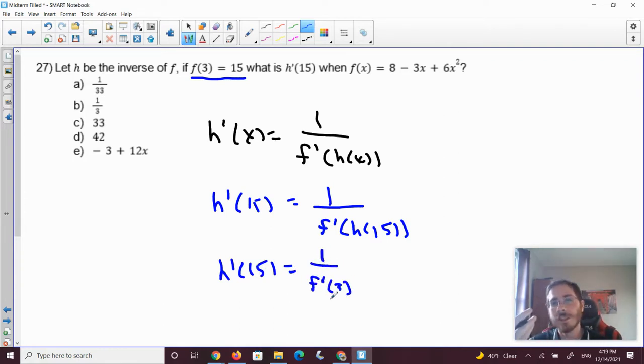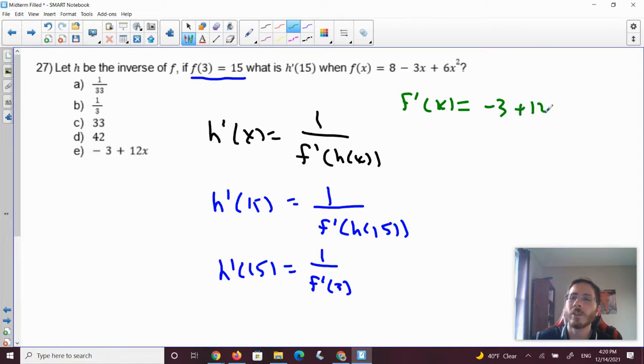All right, so they still made us take the derivative, though. We still don't know f prime of 3 right away. We have to actually do this one. So f prime of x is going to be, well, the derivative of 8 is 0. Derivative of minus 3x is minus 3. Derivative of 6x squared is 12x. So when we plug in 3, when we find f prime of 3, we're going to get 33.